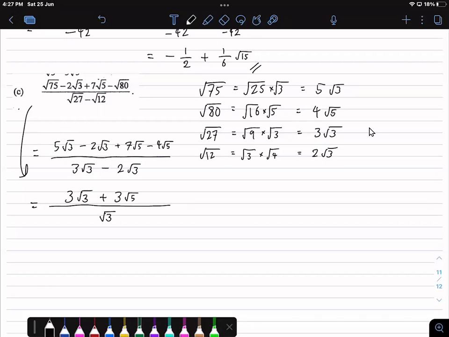What we need to do now is to rationalize the denominator, but there is a special way to do it for this question. Notice there's a common factor of 3 at the numerator. What's 3 over root 3? 3 over root 3, 3 is just root 3 times root 3, right?